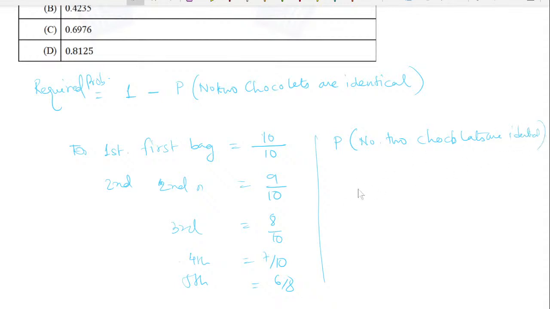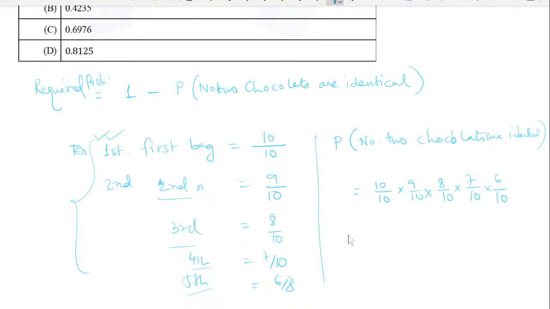This is equal to 10 by 10 into 9 by 10. Sorry, these are the probabilities that no 2 chocolates are identical. I said it wrongly, sorry for that. These are the probabilities that no 2 chocolates are identical getting from the first bag, second bag, third bag, fourth bag, and fifth bag. So this is equal to into 8 by 10 into 7 by 10 into 6 by 10.